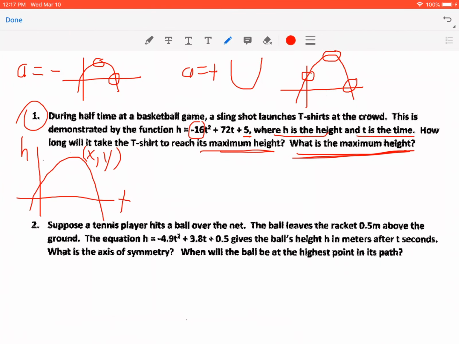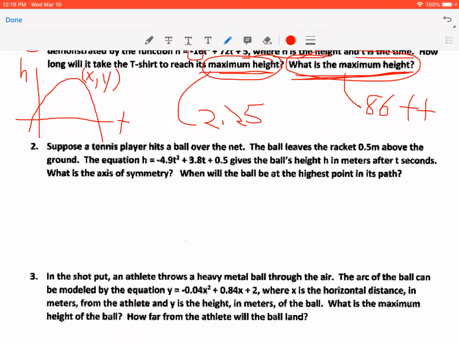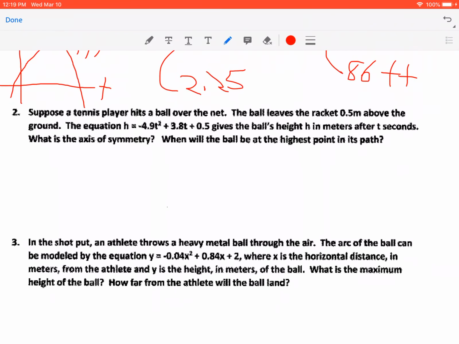Okay, so what was the time it took to reach the maximum height? That was 2.25 seconds. What was the maximum height? That was the y-coordinate. That was 86 feet. That's all you're doing, okay? And again, in class, I'll show you how to do it this way and with the graphing calculator.